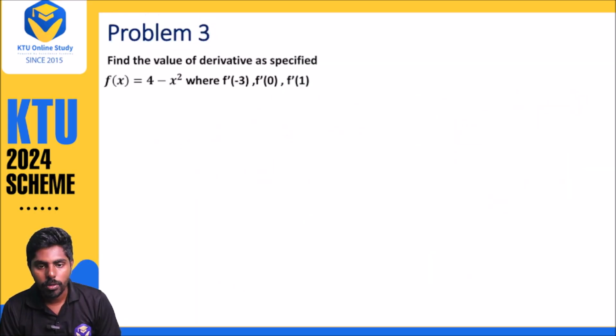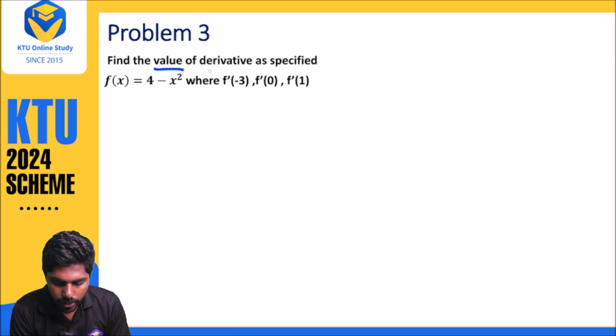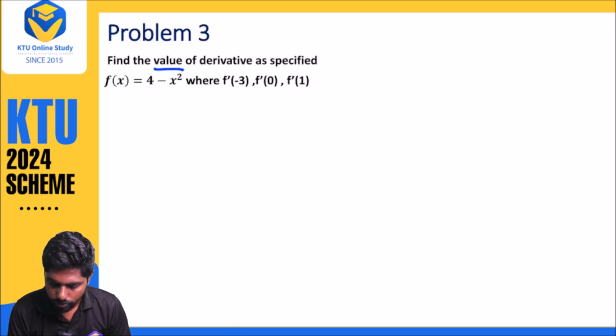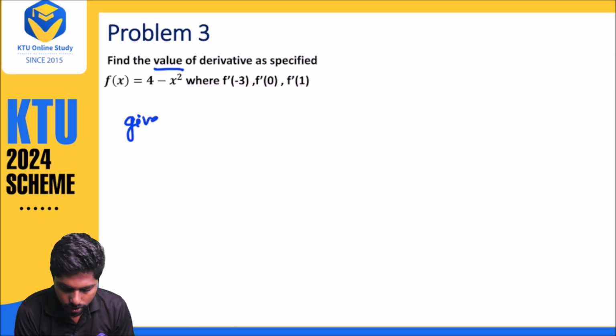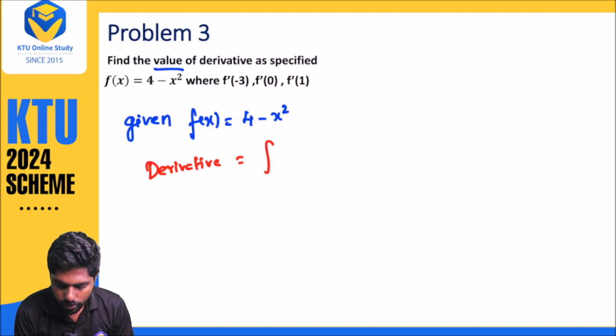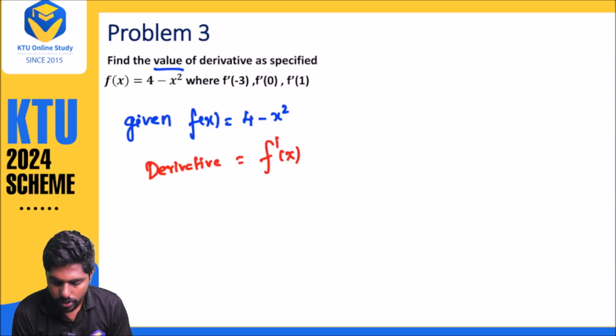So what is the third problem? Find the value of derivatives as specified. They have given find the value of derivatives as specified. So what have they given? Given f of x is equal to 4 minus x square. So derivative means what? F dash of x. F dash of x is nothing but dy by dx. So you want to differentiate it.